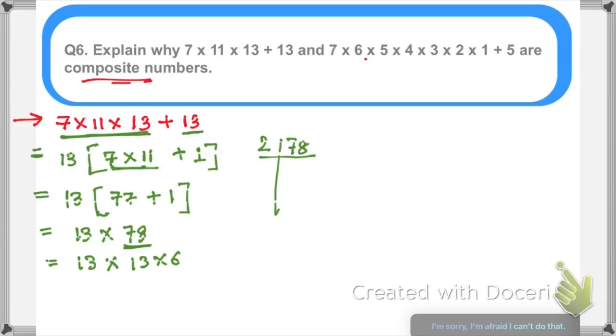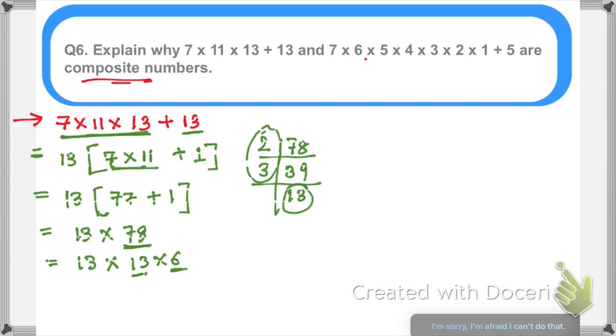You can factorize it easily, right? 2 3s are 6 and 2 9s are 18, 3 1s are 3, 3 3s are 9. So this 13 and 3 into 2 will be 6, so that's why 6 and 13 is written.